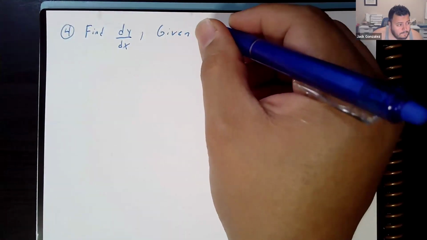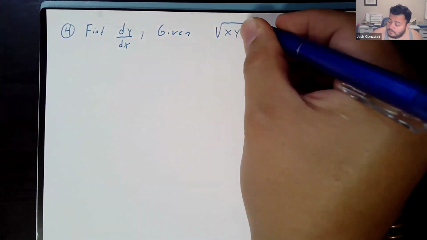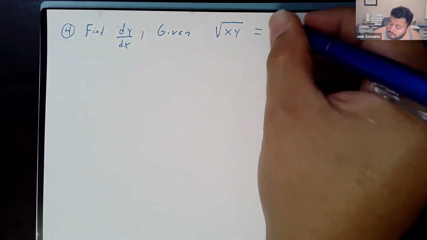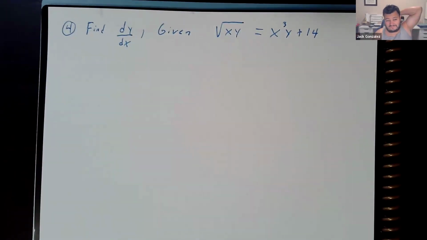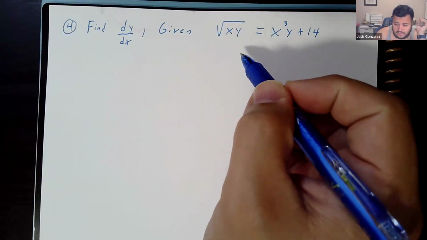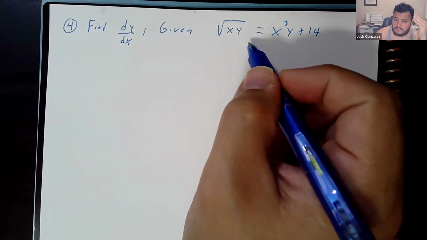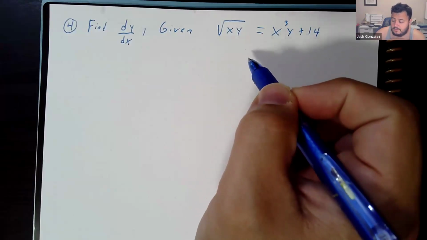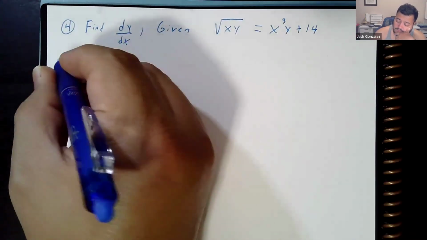Find dy/dx given square root of xy equals x cubed y plus 14. So this one, you can tell, is going to be a little difficult, because you're going to have to do a chain rule, and during the chain rule you're going to have a product, and then that product has to be done implicitly. As you can see, the derivatives are getting harder and harder, and the algebra will just be messy. So I'll write the steps this time.